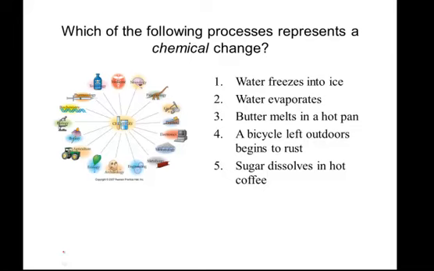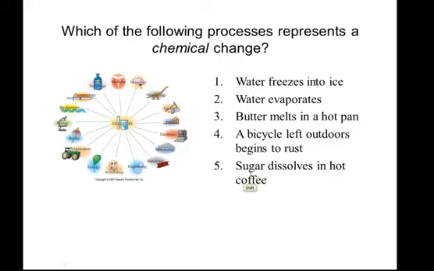A chemical change is something, though, that changes it into a whole new substance that you can't go back very well. So water freezing into ice, we said that's easily reversible because I could take the ice and melt it. If water evaporates, then I could simply condense it. If butter melts, then I could just make it back into a solid by letting it cool. A bicycle left outdoors begins to rust. I can't really get rid of the rusting process. It's not reversible. I can't change it back to what it was.